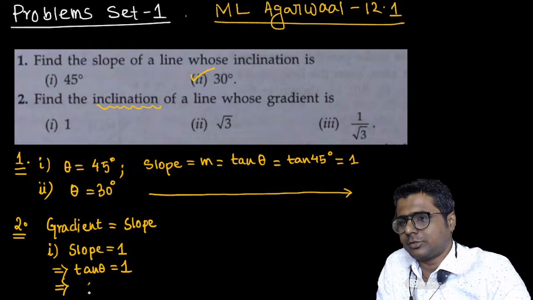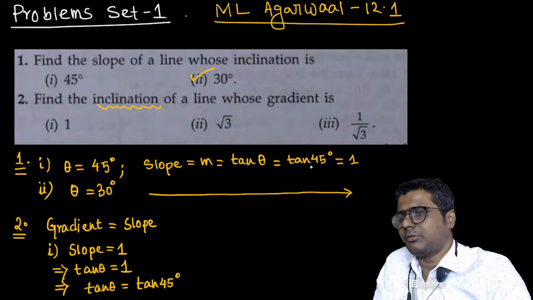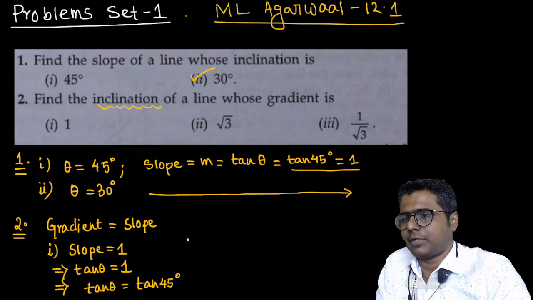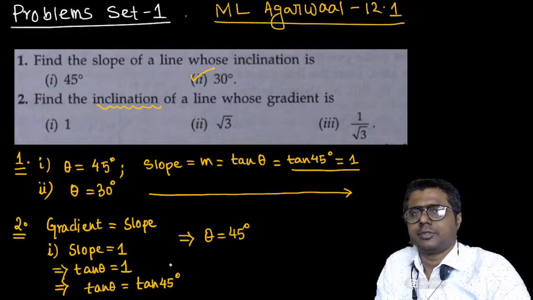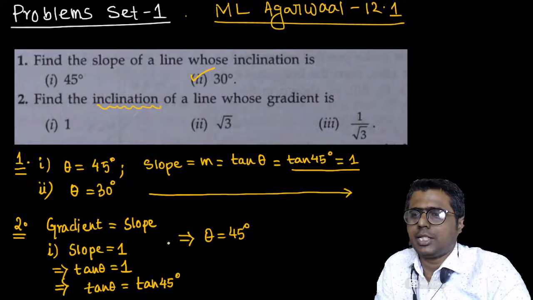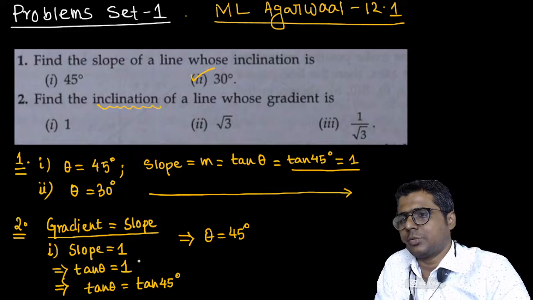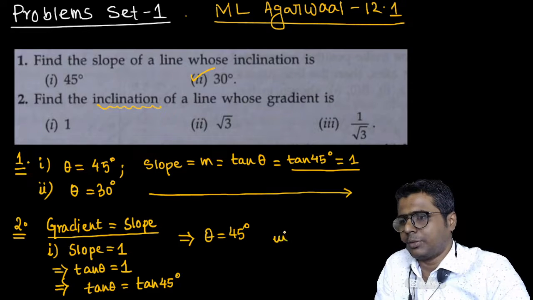So I will write it this way. Tan theta is equal to 1, and 1 is basically tan 45 degree. Right? We have just solved this one. So from here I can easily say that theta is equal to 45 degree. Done. I hope you have understood this one. It is very easy to calculate inclination when gradient or slope is given. Now if you want to solve another problem, let us go for number 3.